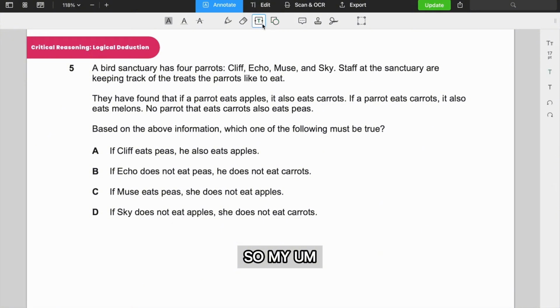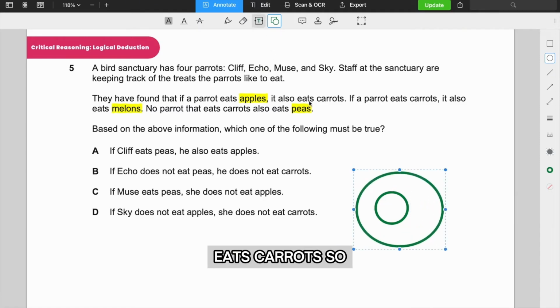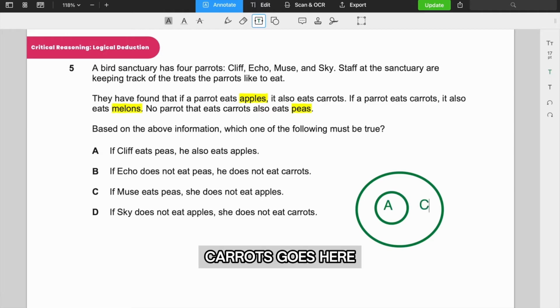So my approach to this question is to set up a Venn diagram. Okay, so we have several circles that we have to consider in the Venn diagram. Parrots that eat apples, and then those that eat carrots. Apples, carrots, melons, and peas. So let's set up the diagram. So first rule, if a parrot eats apples, then it also eats carrots. So apples goes here, carrots goes here.